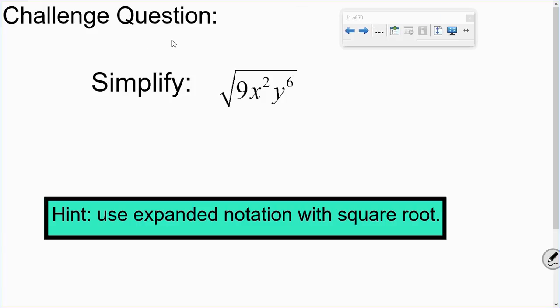Here's a challenging question. Simplify the square root of 9 x squared y to the 6. Now we got some exponents here that are greater than 1. I saw that one where we just had an x. Here's a hint to help us out. Use expanded notation with the square root. That's a very good question. So I hope you'll have the answer tomorrow, and we're going to discuss it tomorrow in class.